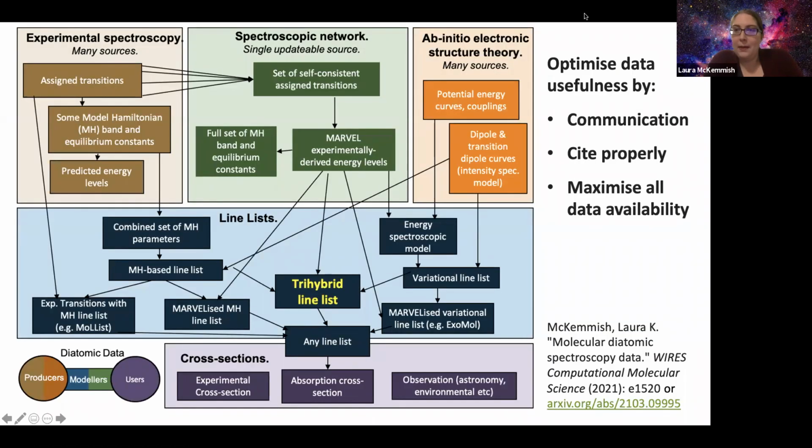So the important thing here, as I close, is that you optimize your data usefulness by communicating, citing properly, and maximizing all your data so that we can get this whole story together and make spectroscopic data work well for astronomers and other people who use it.